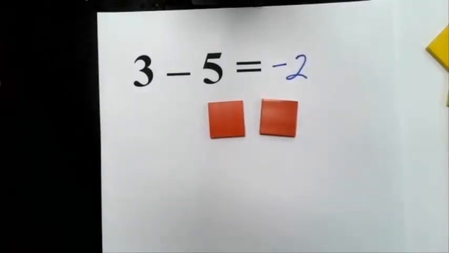Just to review, I needed to take away 5. I only had 3 counters. I went to the cloud and brought down 0 pairs, and then I was able to take away the 5 yellow counters.